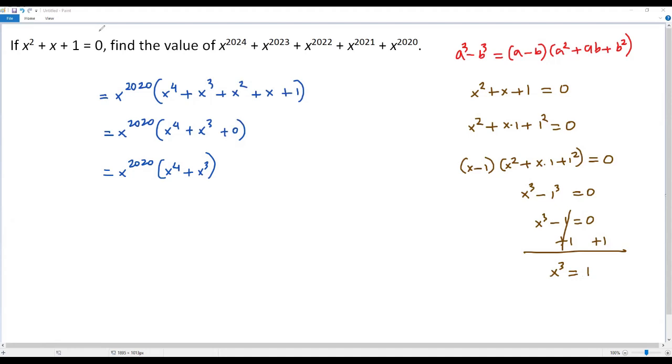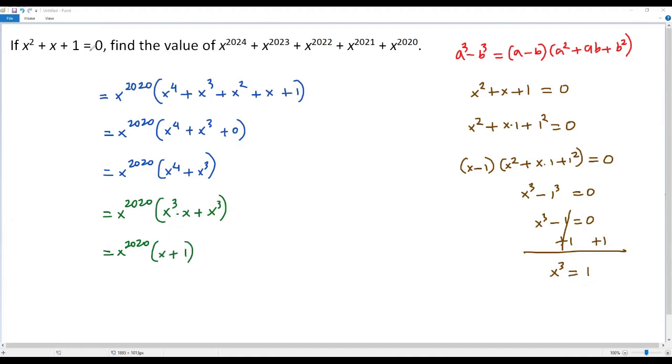Okay, here I got the value of x cubed, that is 1. Now let me continue over here. That is x to the power of 2020. And we can write this x to the power of 2020 as x to the third power times x. Here, for this x cubed we got the value 1, so we can plug in 1 for x cubed. When I plug in 1 for x cubed, 1 times x, I will have over here 1 times x is x, and here we will have 1.